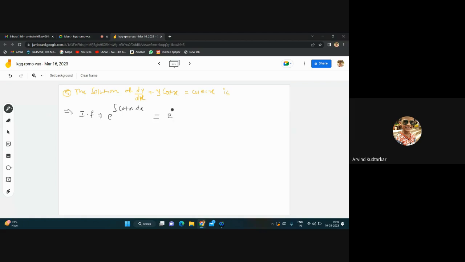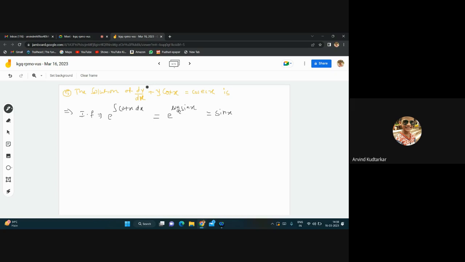E raised to log of काय असतं रे? Sin x. So e raised to log to the base e. So log and exponential get cancelled. There remains sin x only. काय मिळणार? Sin x. When the base and log base are the same, the value will be the number.